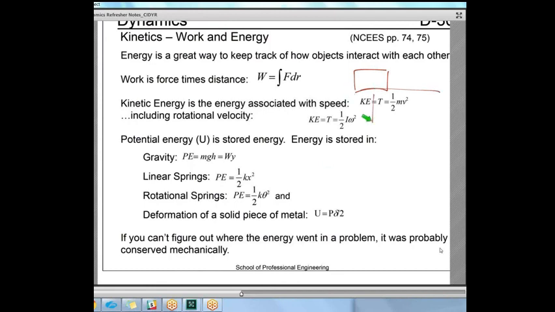Here's a box. If I move the box 10 meters in that direction by applying a force to it, it's a 20 kilogram box. And let's say I apply a 10 Newton force. What's the work done on that box?